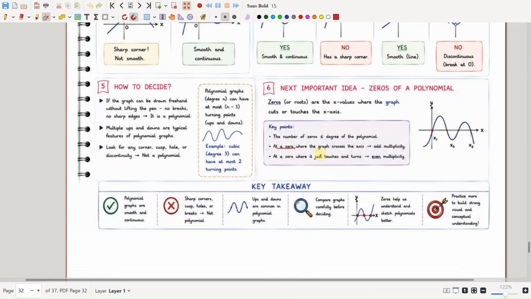At a zero, when the graph crosses the axis, there will be odd multiplicity. If it just touches and goes, there will be even multiplicity. So if it crosses the x-axis, there will be odd multiplicity. If it is just touching and turning, it will be even multiplicity.